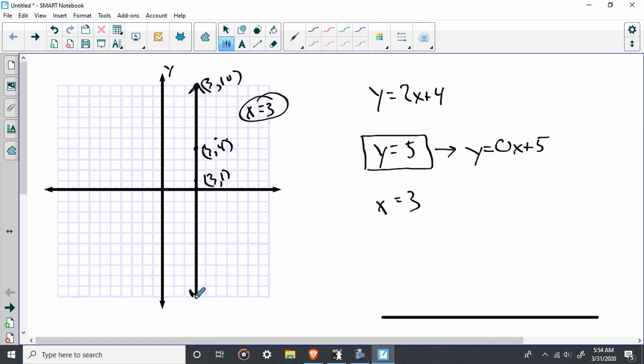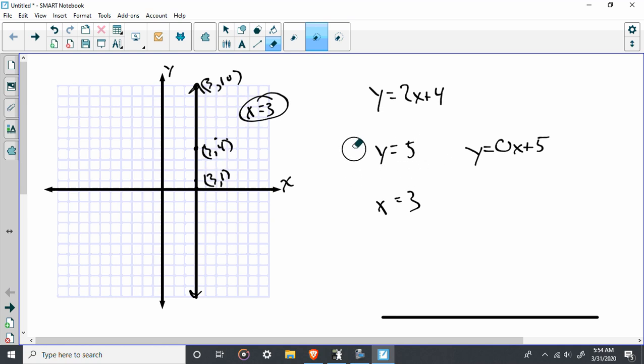Now, this line does not have a slope. It's important to realize this line doesn't have a slope. It's a tricky thing for some people that y equals 5, or any y equals line, has a slope of 0, and x equals 3 doesn't have a slope. It has what we call an undefined slope.